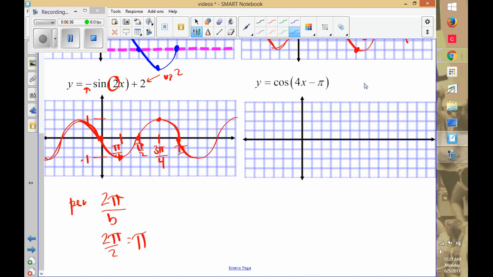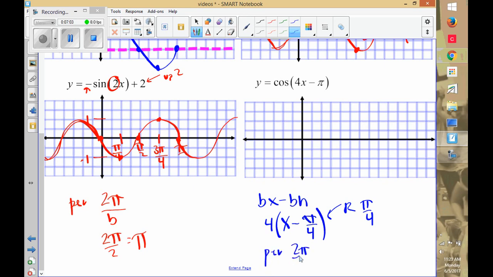One last problem here. You see I have this in the form of bx minus bh. So I have to first factor out that b and understand that I'm actually going to have x minus pi over 4. So I'm actually shifting over to the right only pi over 4. So I have a right shift of pi over 4 instead of pi, and my b is 4, so my period is going to be 2 pi over 4, which is pi over 2. So it's only going to take me pi over 2 to get through my full cycle for cosine.